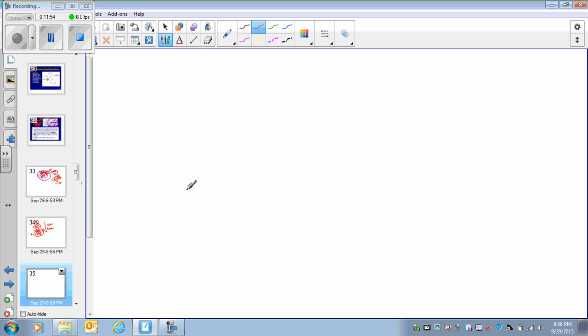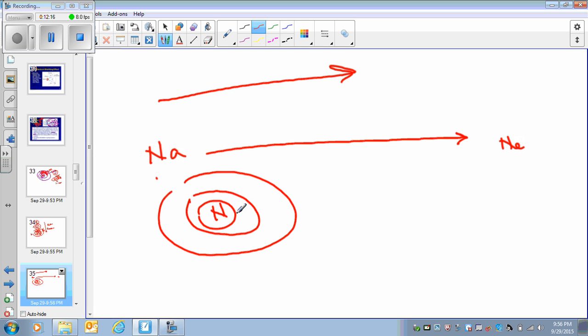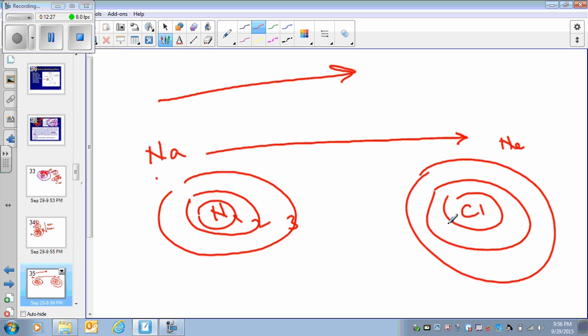On the other hand, if we go across the period, as we go from, let's say, sodium all the way down to neon, we are adding more and more protons inside the nucleus, which means the nuclear charge is increasing, whereas the valence shell does not increase. You still have three energy levels, whether you are on this side of the periodic table, or let's talk about chlorine, on the other side of the periodic table. You still have only three energy levels.